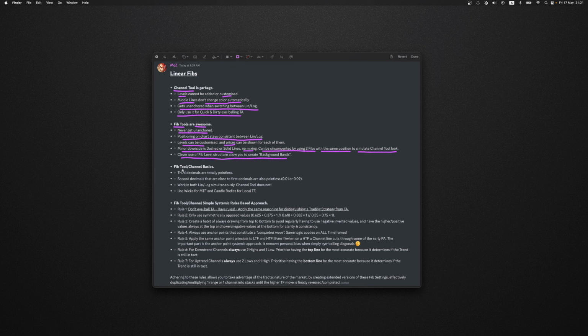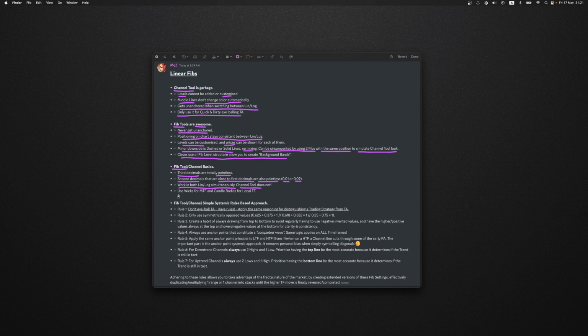And we're going to go over some basics of Fib tools, right? The channel and the regular Fib range tool. So the third decimal points of the levels are pointless. The second decimals that are close to the first decimals are also pointless, right? So your 0.1, 0.9, that kind of stuff.